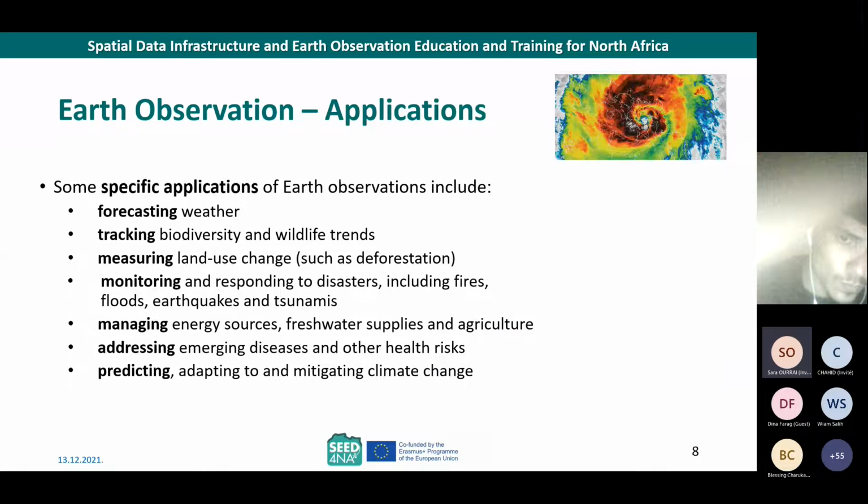So, the applications of Earth observation. It can be used to forecast weather, like you see in this image. And like I said before, some satellites gather information from the atmosphere, like density, temperature, and pressure, whatever weather forecasters need to prepare for the weather ahead.